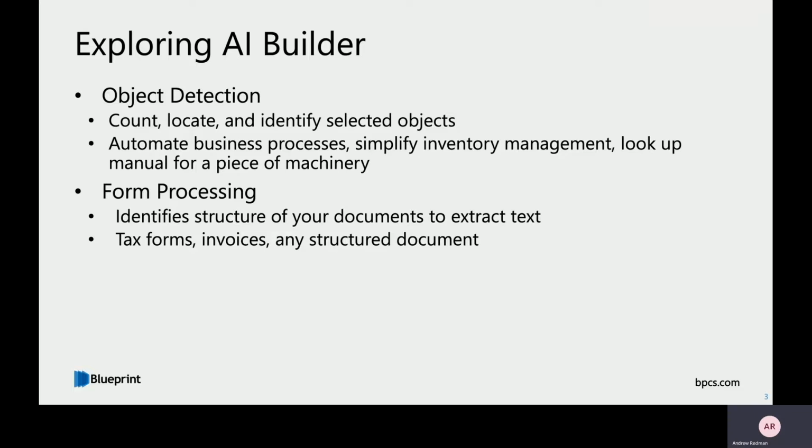Form processing, on the other hand, allows you to extract text based off of a structure or documents that have some structure to them. And usually things like invoices and tax forms are the first things that come to my mind when I think about typically a structured document. But today we're going to, like I said, go into some detail about what object detection is and what form processing is. So I say let's get started with the demos.